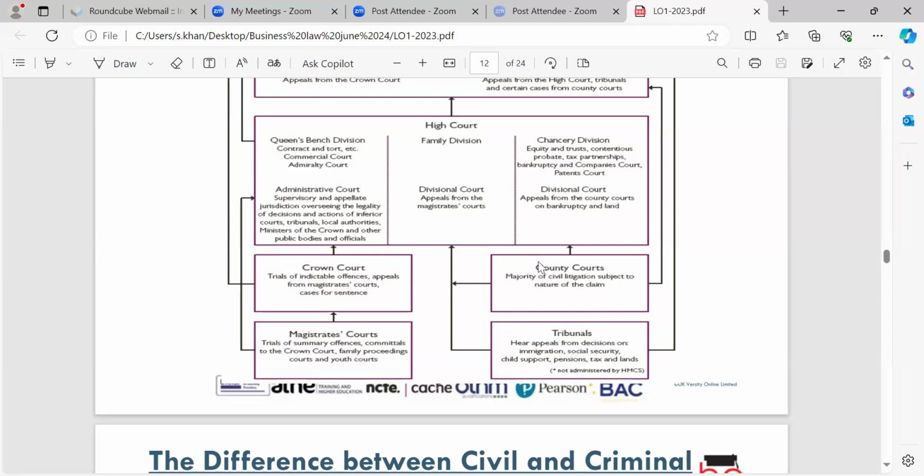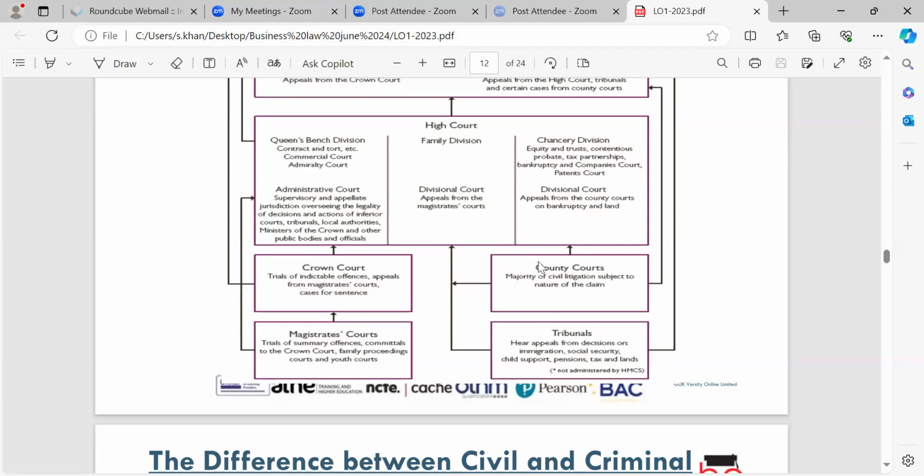Criminal jurisdictions of the Magistrates Court. So the Magistrates Court deals with all cases involving summary offences. Summary offences tend to be less complex and less serious than other types of criminal offences, so they don't require trial by jury. For example, most motoring offences are summary offences. The Magistrates Court also has jurisdiction to hear cases involving offences triable either way, so theft, burglary.